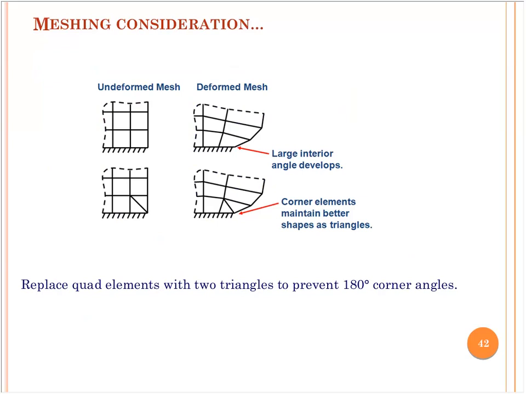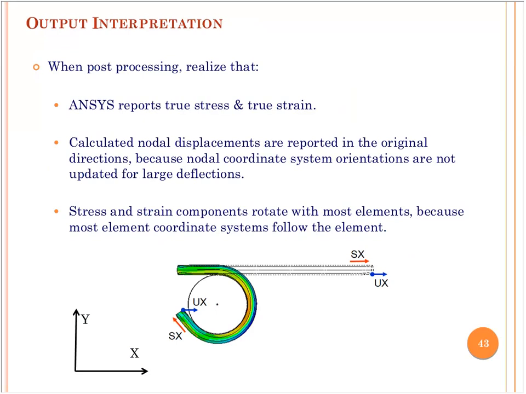So if you anticipate this kind of deformation behavior, instead of making one quad element, split that into two triangular elements. You still maintain all your element quality criteria as acceptable even after a large deformation. So this kind of consideration needs to be taken care of while creating the initial mesh, especially when we are planning for a large strain problem. On output interpretation, after doing a nonlinear analysis, ANSYS reports true stress and true strain.